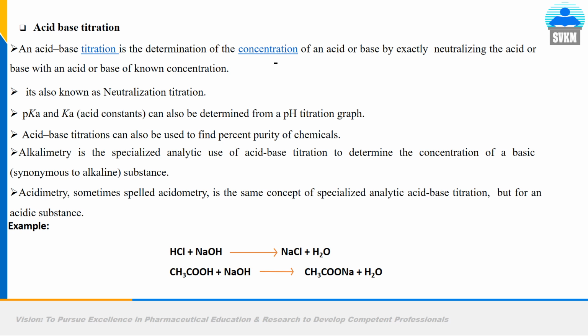The below are examples of acid-base titrations. The first example is when hydrochloric acid reacts with sodium hydroxide, it gives sodium chloride and water as a byproduct. The next is for a weak acid, in which the weak acid used is acetic acid plus sodium hydroxide, which gives sodium acetate as a product and water as a byproduct.